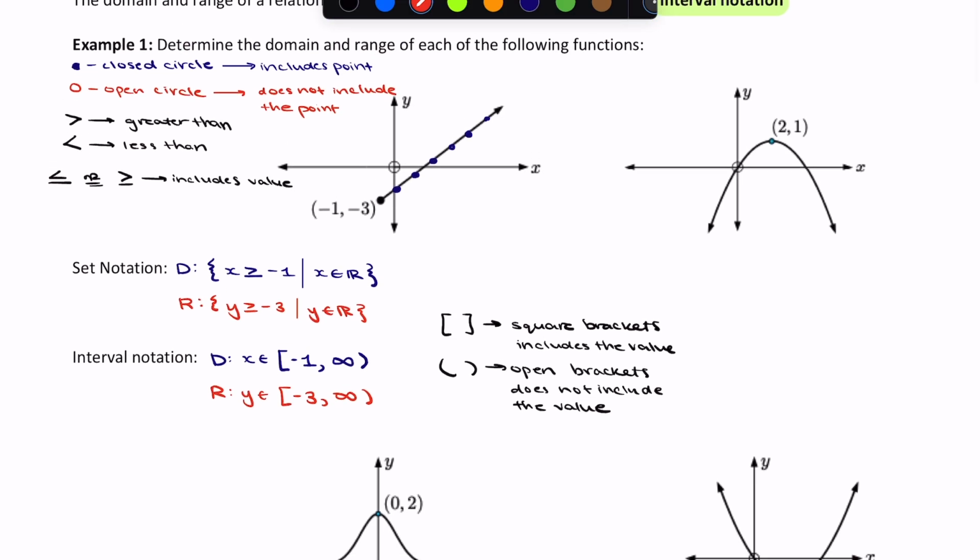Let's look at this other one. So here we have a parabola. In terms of the domain, x values are everything. So here for the domain in set notation, again, x is just an element of real numbers.